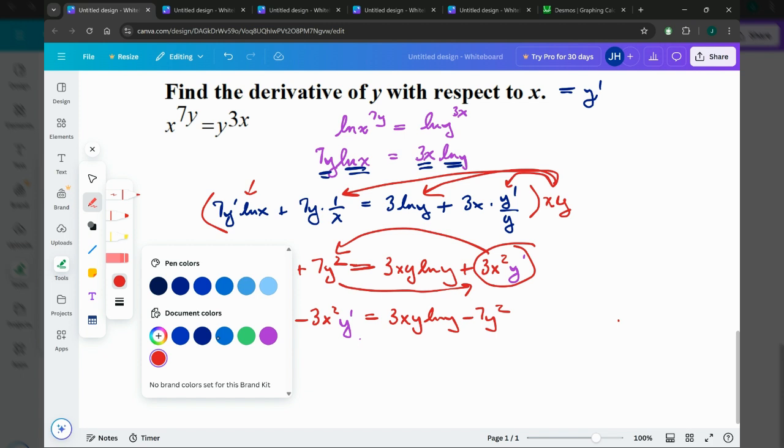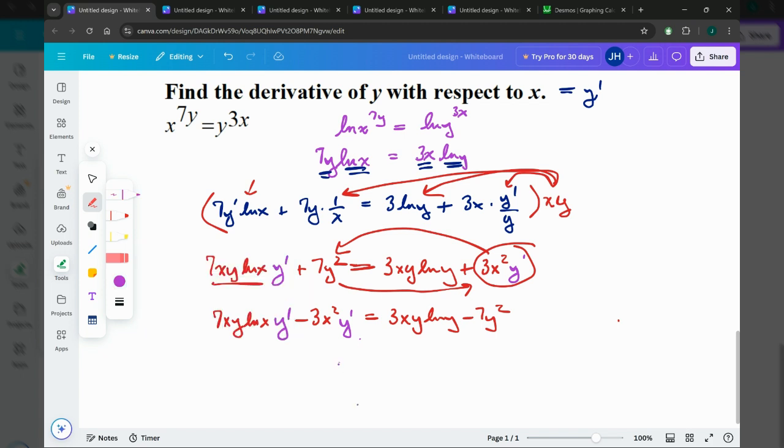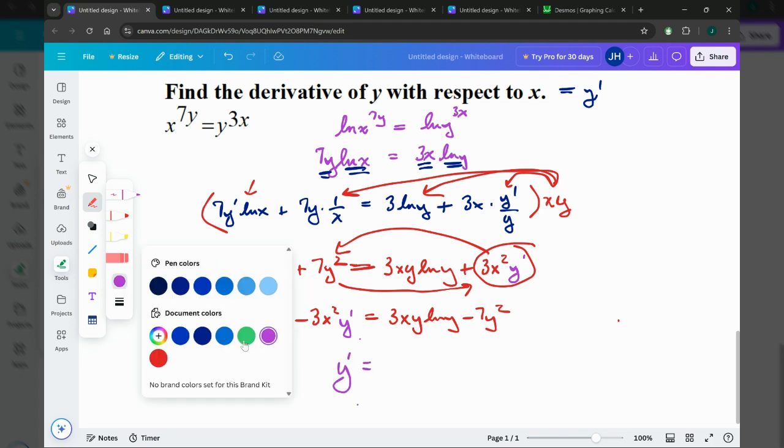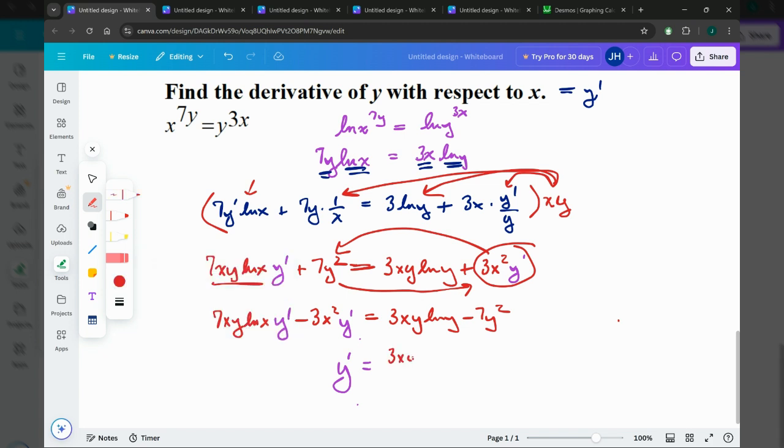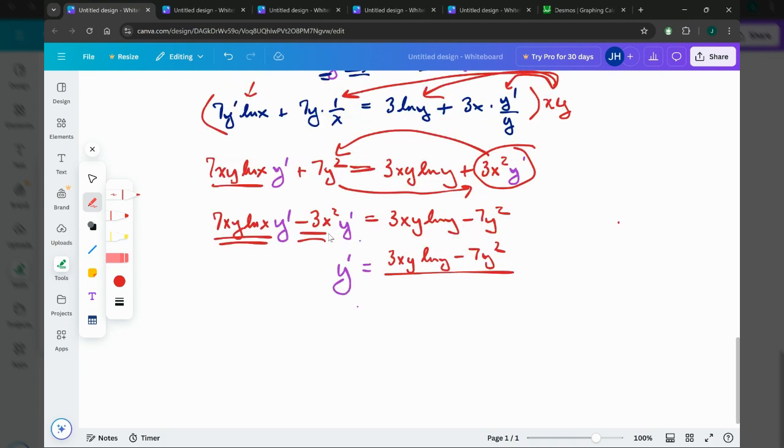Now you'll notice on the left-hand side, if I factor out the y prime, on the other side, I still have the 3xy natural log of y minus 7y squared. But over here, this is what would be left if you factored out the y prime. So that is what you're going to end up dividing by. You're going to end up dividing by 7xy natural log of x minus 3x squared. And ladies and gentlemen, there's your derivative.